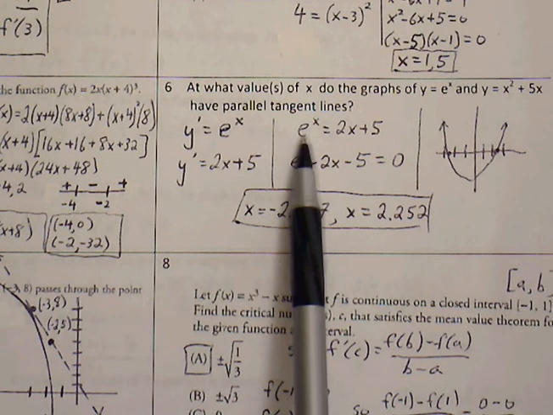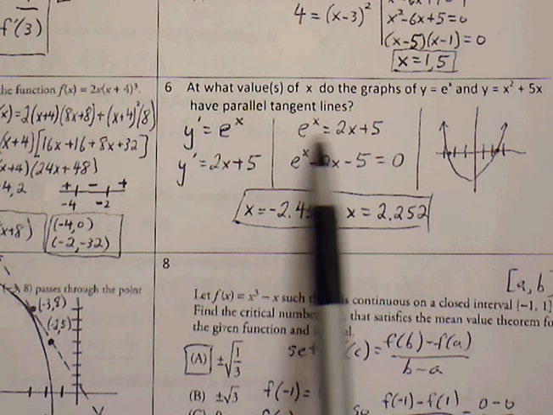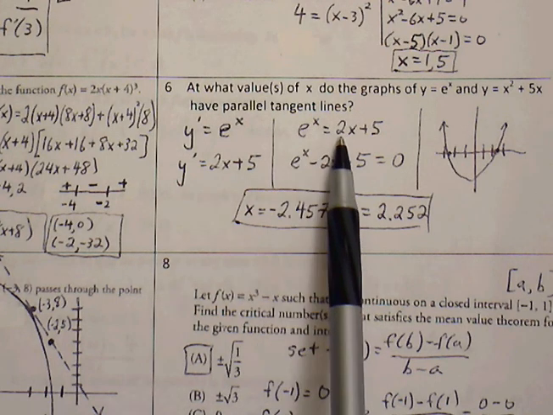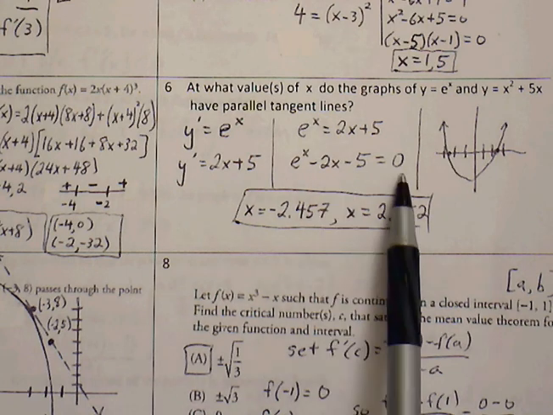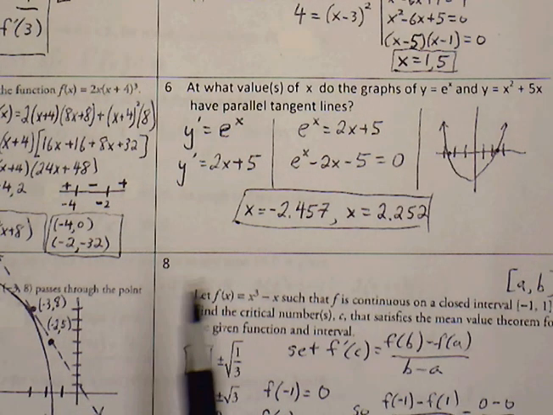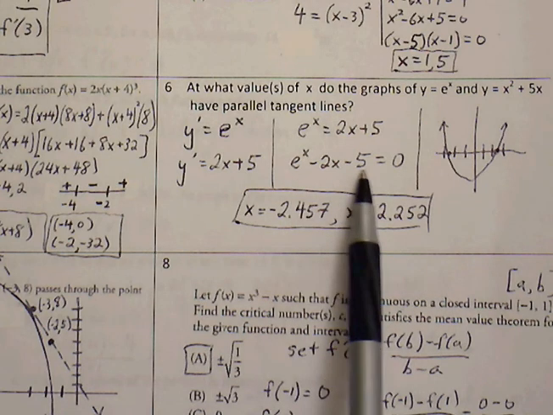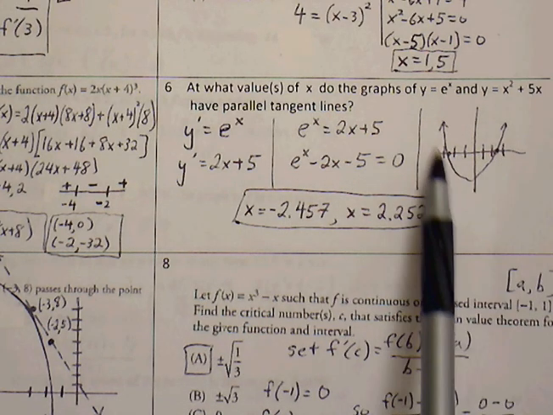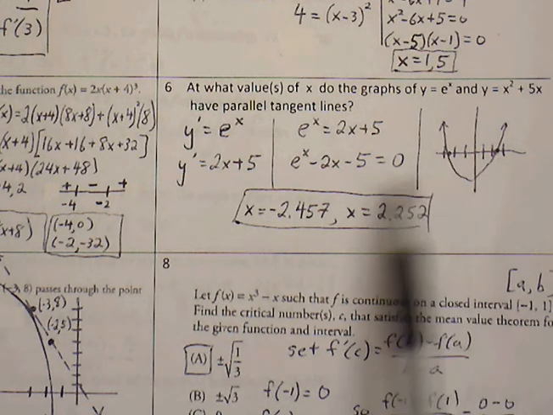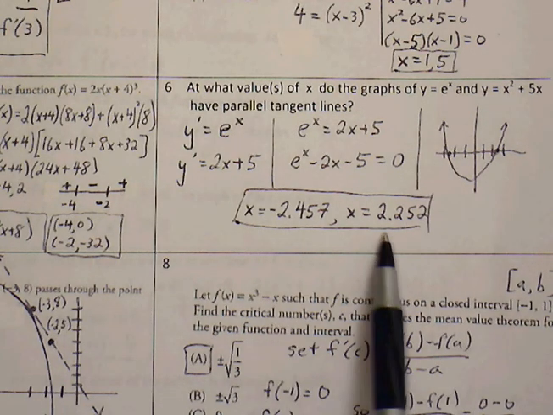Either we can graph. We're not able to solve this algebraically. So either we can graph these two lines and look for the intersection, or we can set everything equal to 0 and just look for x-intercepts. So I graphed it this way, and I'm just looking for x-intercepts to find my intersections. So negative 2.457 and 2.252.